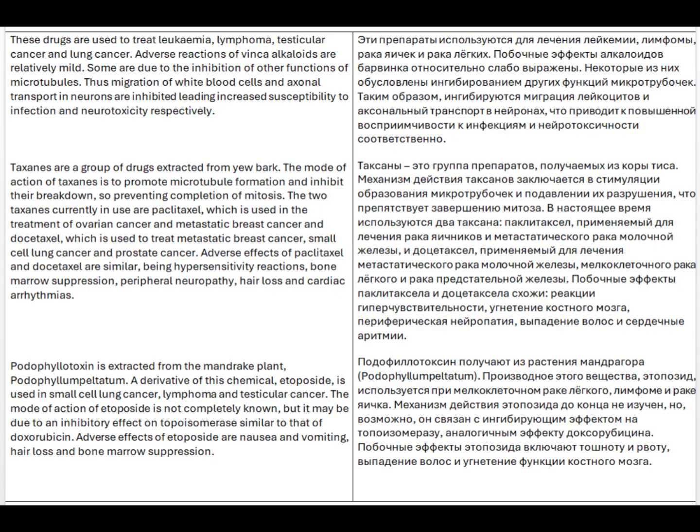Podophyllotoxin is extracted from the mandrake plant, Podophyllum peltatum. A derivative of this chemical, etoposide, is used in small cell lung cancer, lymphoma and testicular cancer. The mode of action of etoposide is not completely known, but it may be due to an inhibitory effect on topoisomerase similar to that of doxorubicin. Adverse effects of etoposide are nausea and vomiting, hair loss and bone marrow suppression.